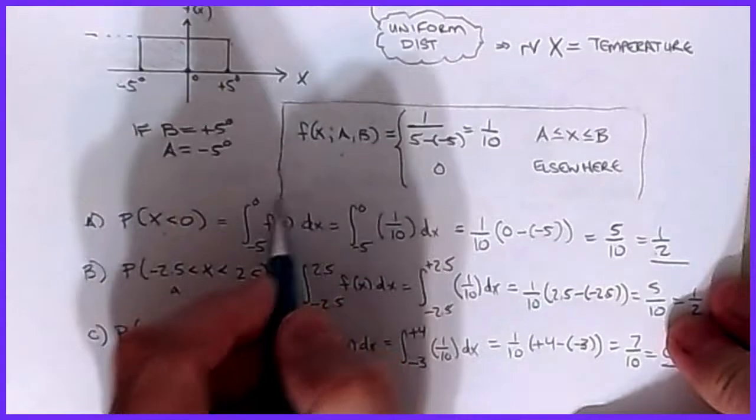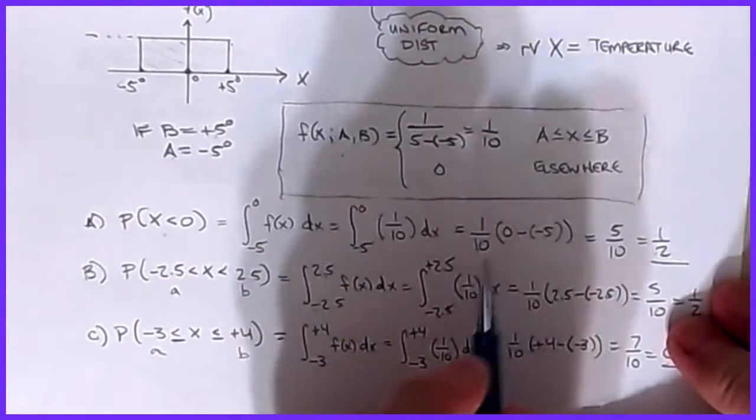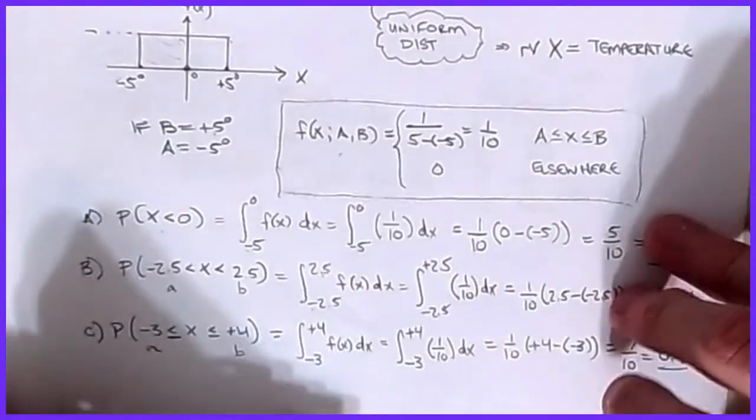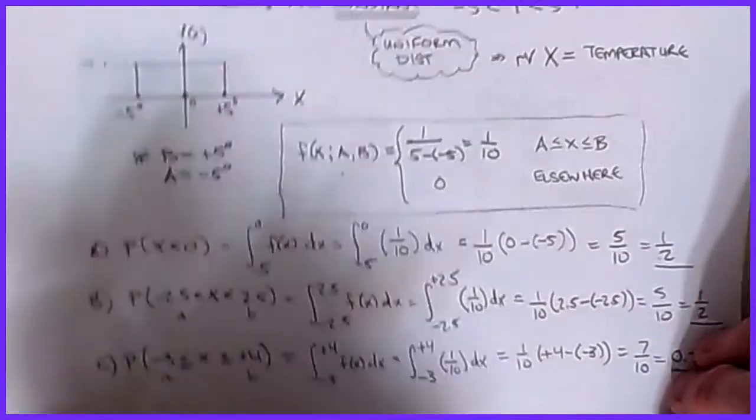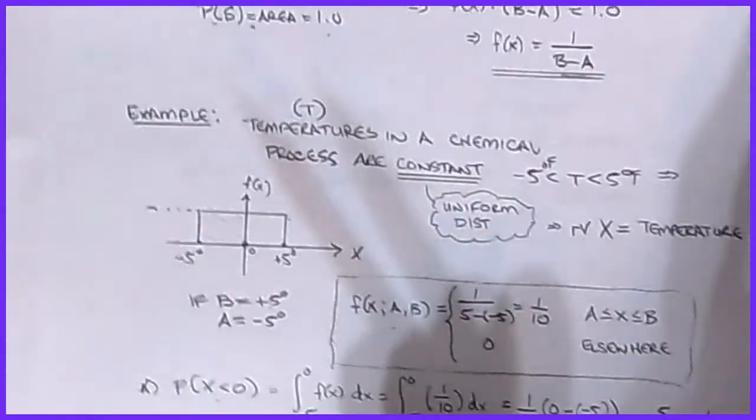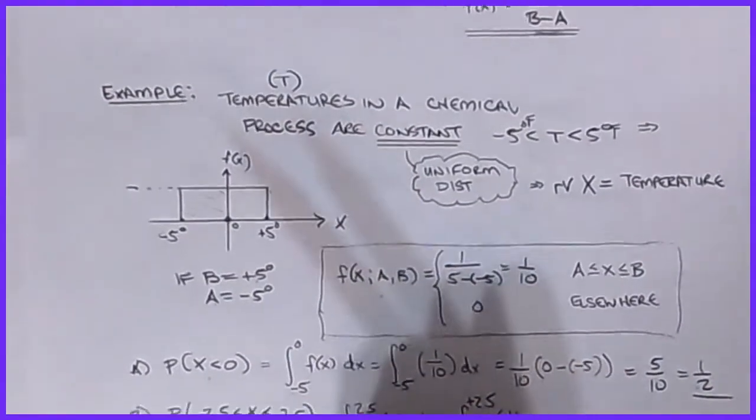All right, that's the hard part, is getting this guy calibrated so that the area under the entire curve ends up being equal to 1.0. And even that's not that difficult. So that's our uniform distribution.